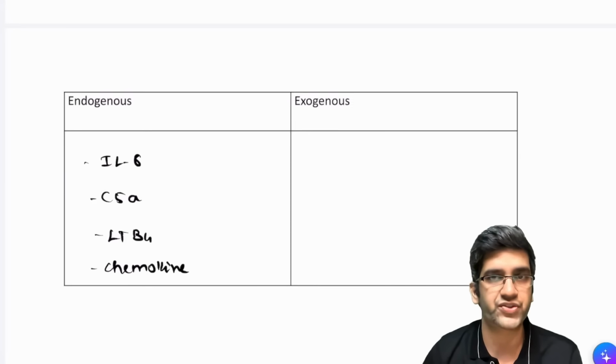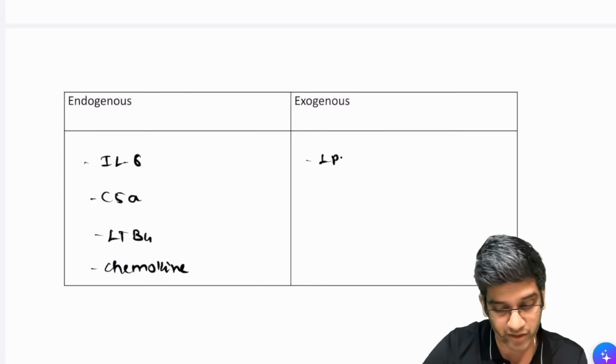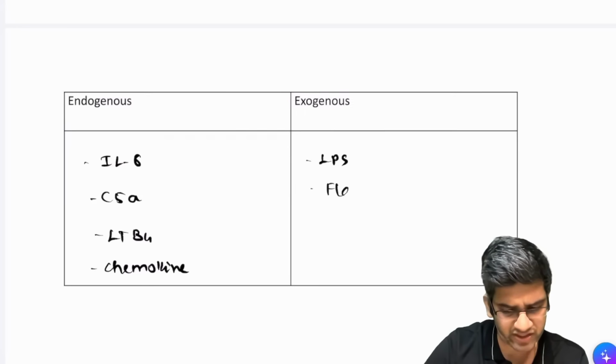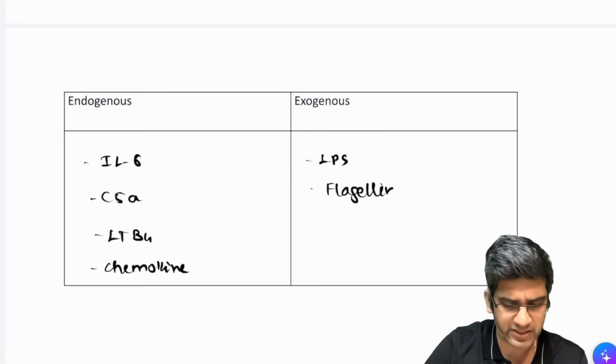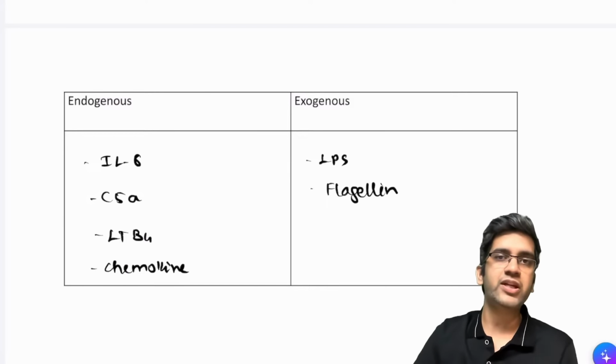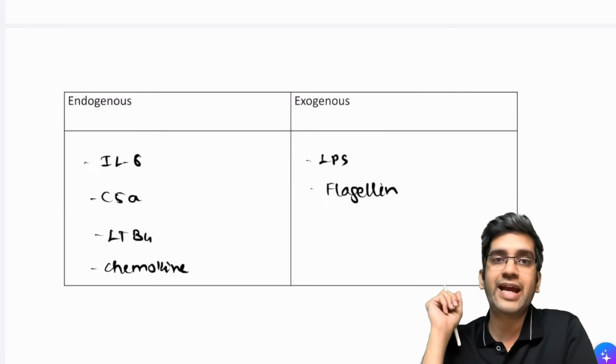They're also chemotactic factors. Exogenous, anything from outside. Lipopolysaccharide of the cell wall, right? Any virulence factor, you can write flagellar antigen, flagellin, anything, right? Anything which is from the bacteria or the virus or the fungi can be a chemotactic factor, which is exogenous, right?